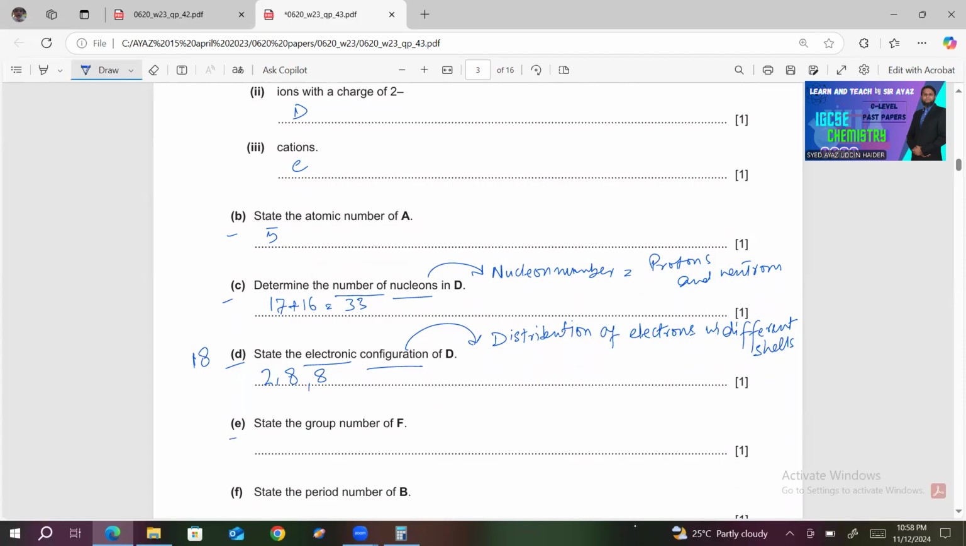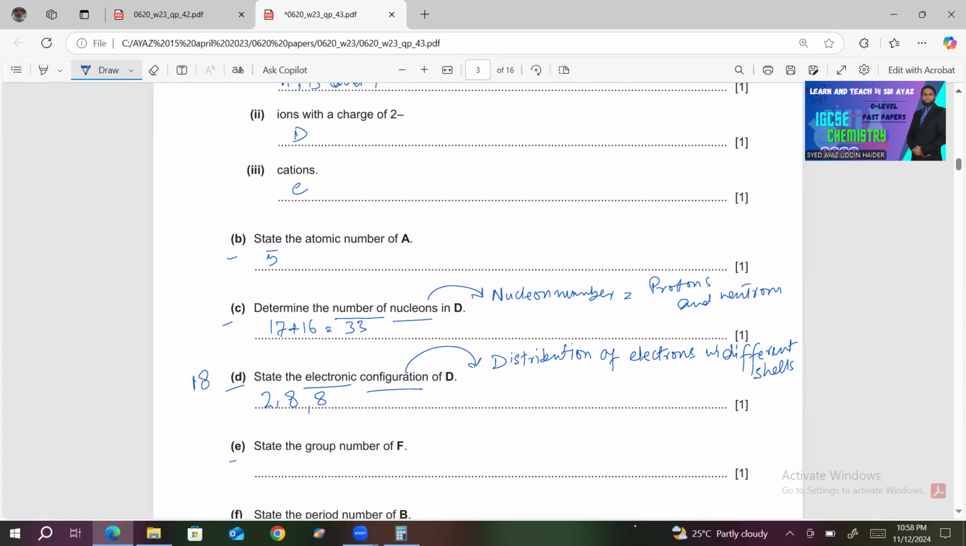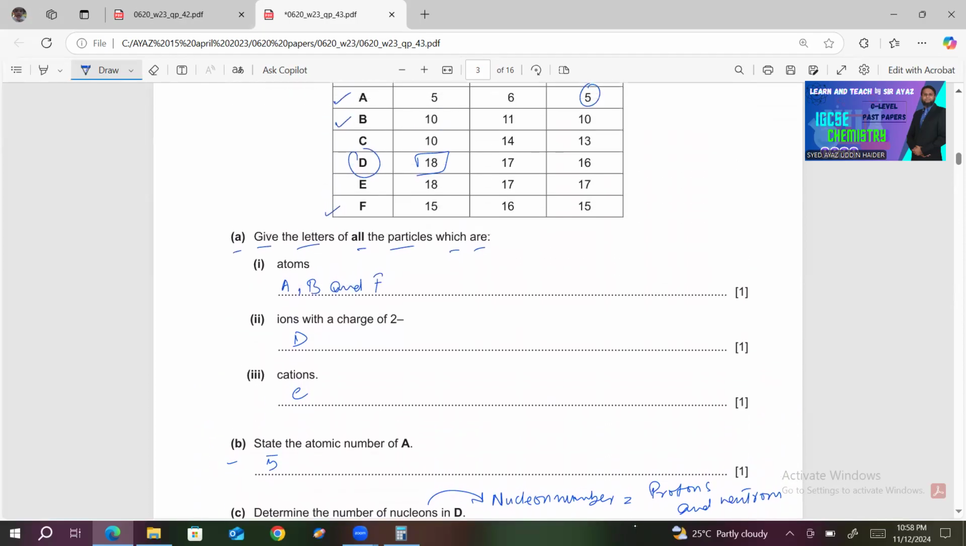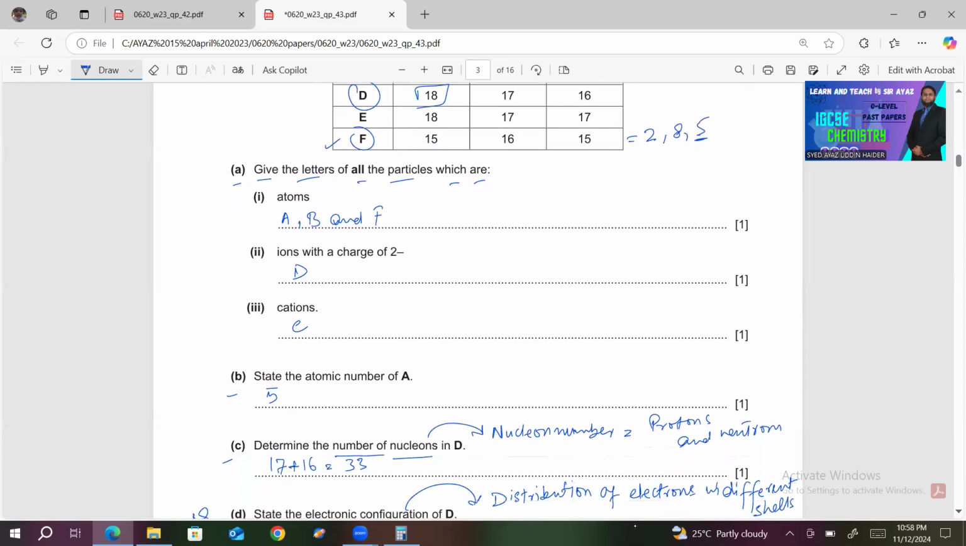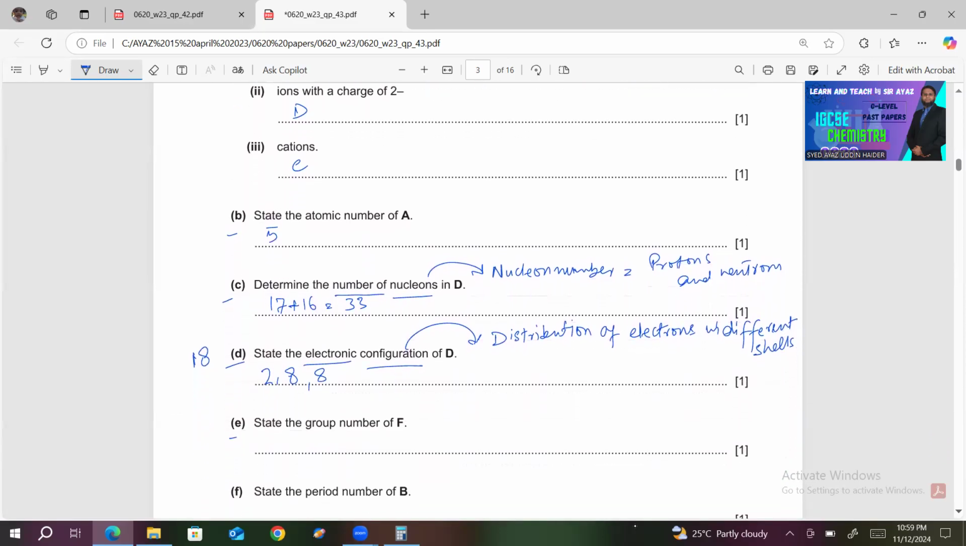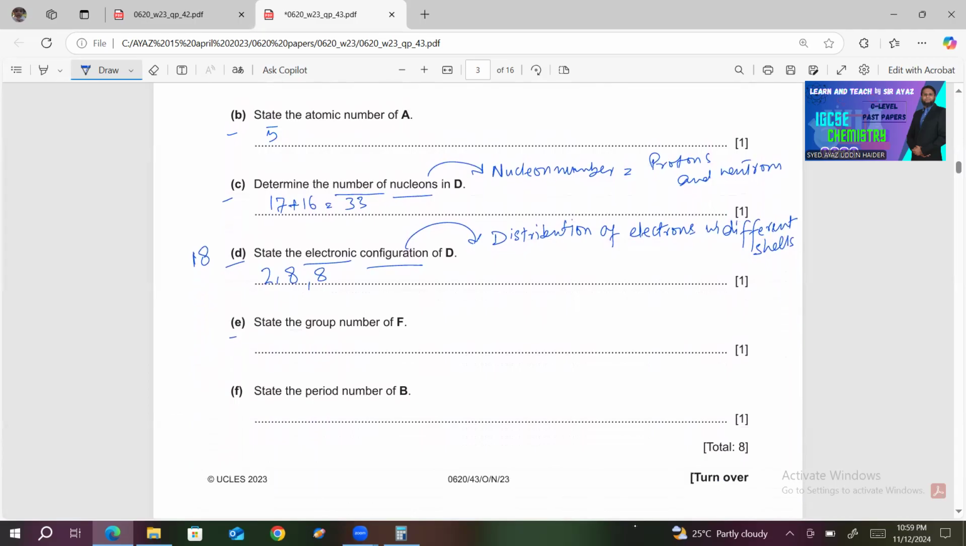E, state the group number of F. Now if you look at F, the number of electrons in F is 15. And if you write the electronic configuration of F, it must be 2, 8, 5. 5 means it must be in group 5 because the valence electrons indicate the group number. So you write 5 here.